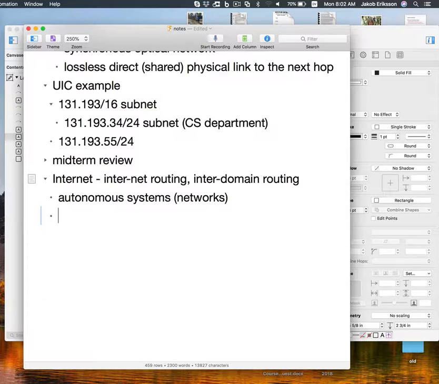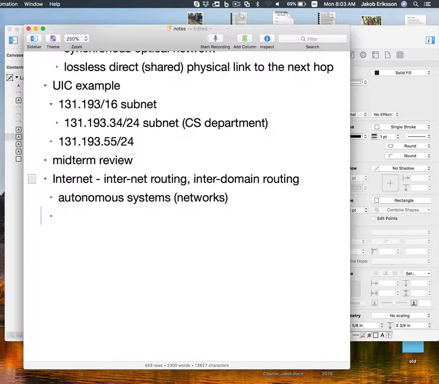Generally speaking, you would have at least one provider that offers connectivity to everywhere. And then you might have several other providers that offer more local connectivity, but which perhaps cost less or offer better service or something like that.